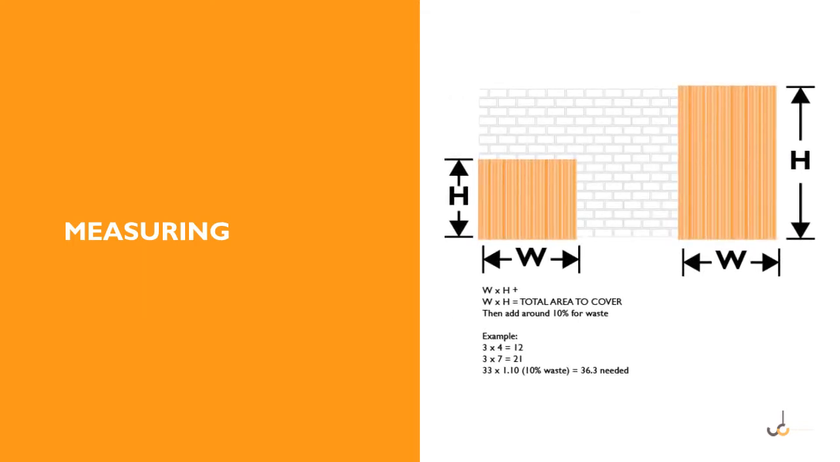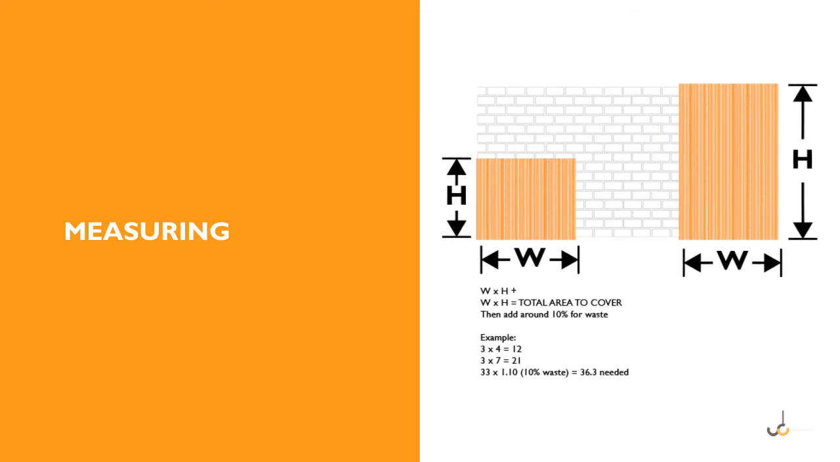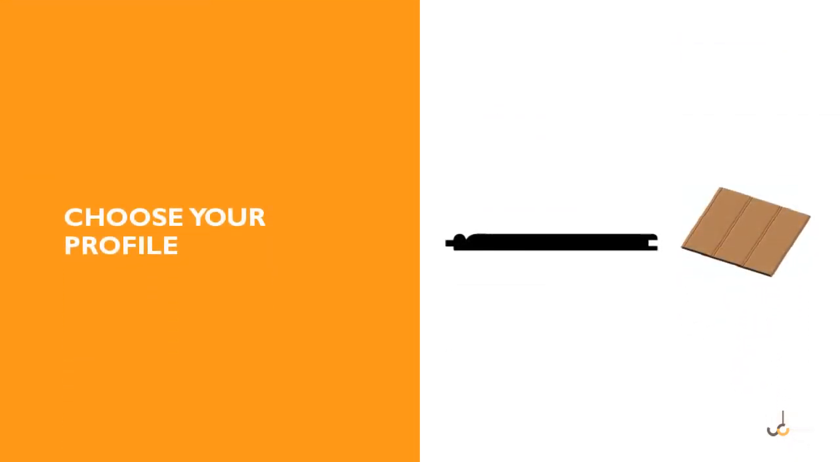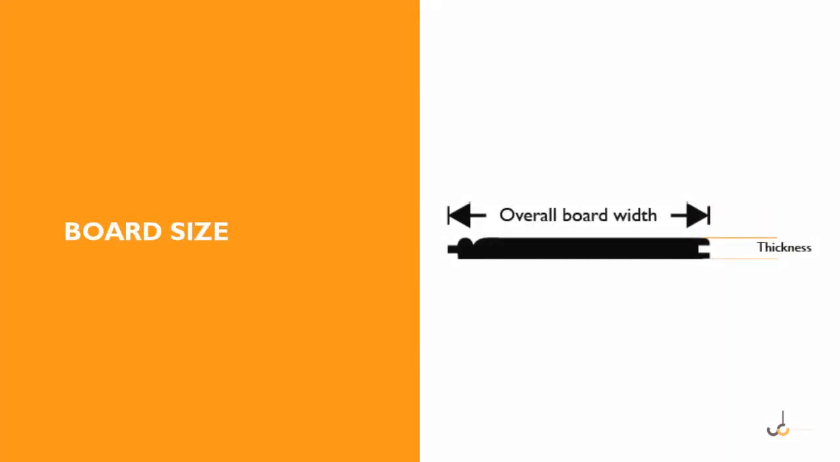Simply add together the number of panels or sections you might be looking to cover. Once you know the total area you're looking to cover, it's then time to choose your profile. We have a number of customizable or standard profiles on offer. You'll see the overall board width and thickness for each profile.